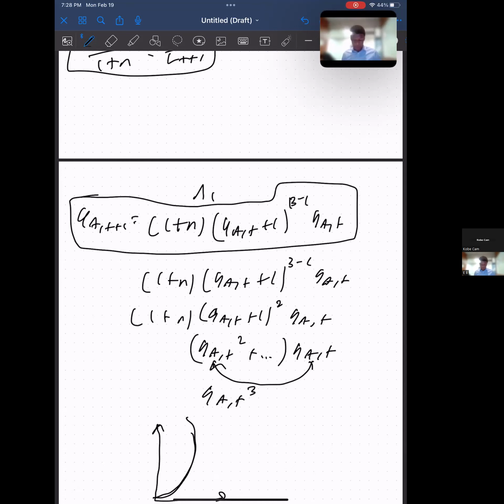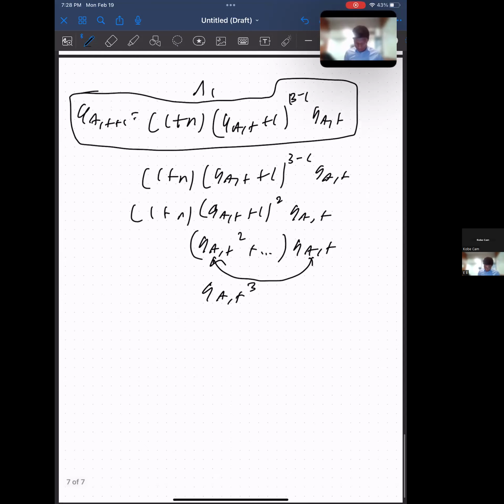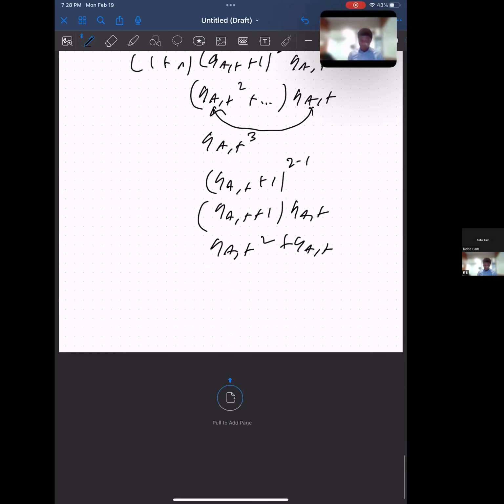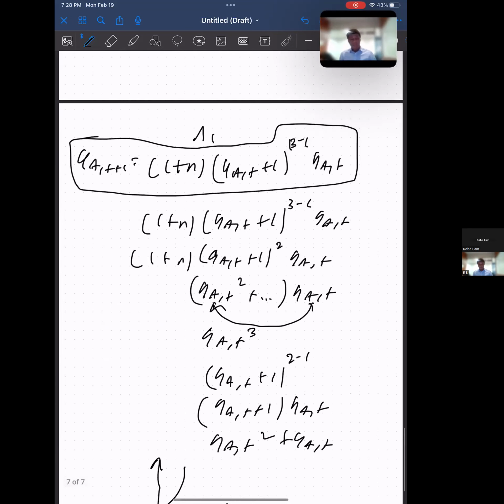I chose B to be 3, but same story if it was 2, right? If it was 2, then the highest degree term for that would be, so we'd have GAT plus 1, right? So this is 2 minus 1. There's a GAT plus 1. Multiply that by GAT, and now you have GAT squared, right? Plus GAT. So now, again, this is exponential. It's growing like this.